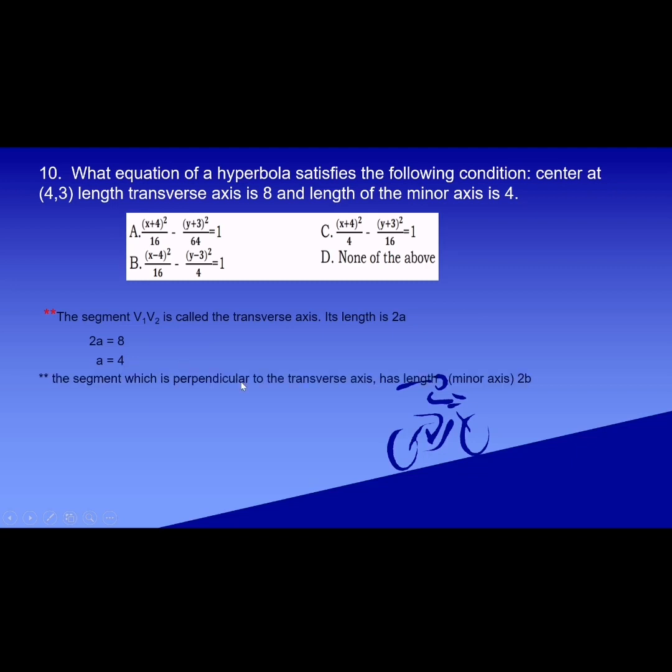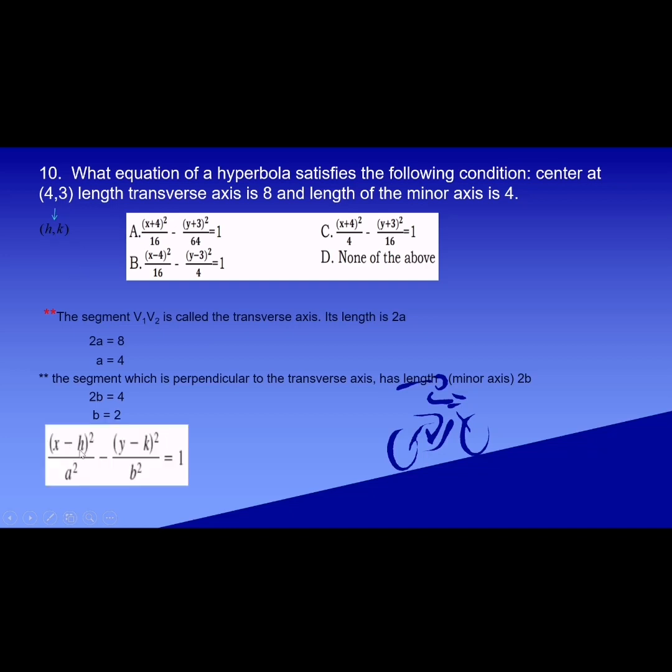And the segment which is perpendicular to the transverse axis has length 2b, the minor axis, that is the conjugate axis. The minor axis is 4, so 2b is equal to 4. Divide both sides by 2. So b, 4 divided by 2, is 2. So this time we have the value of a is 4, b is 2. And the center, we have h which is 4, k is 3.